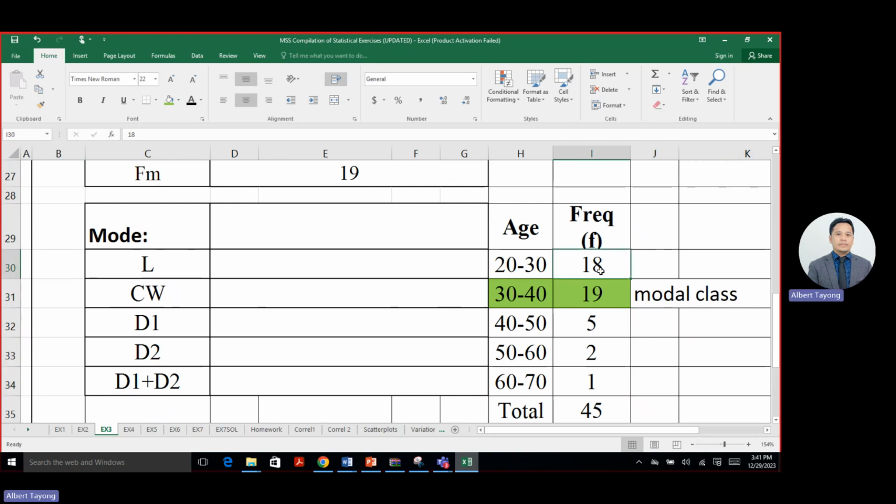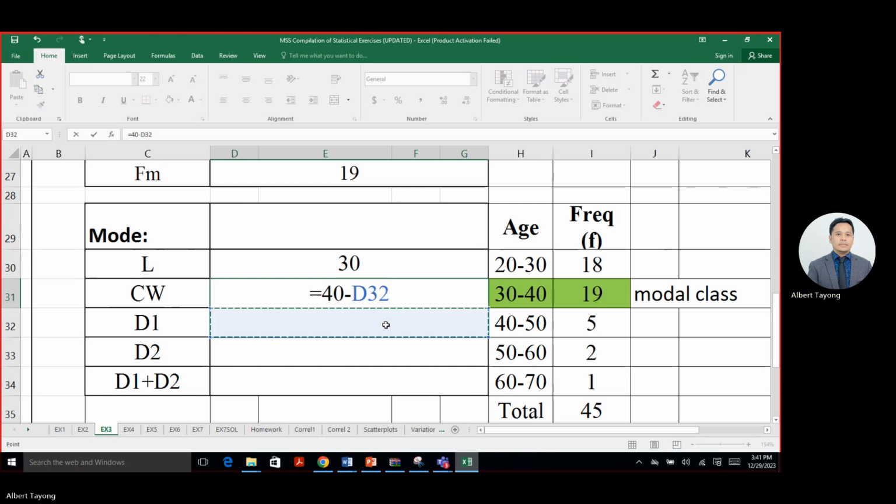Right, so 18, 19, 5, 2, 1. Of course, we don't include the total. The highest is 19. So there, our L is 30, the lower bound. And CW equals 40 minus 30, the upper bound minus the lower bound. So equals 40 minus 30.